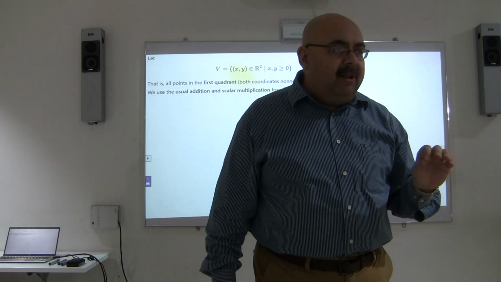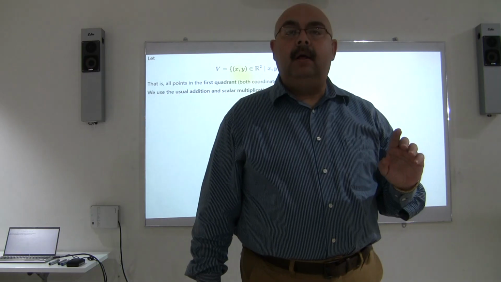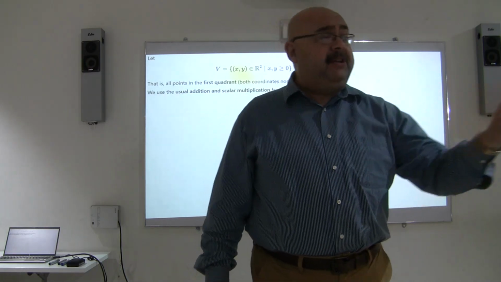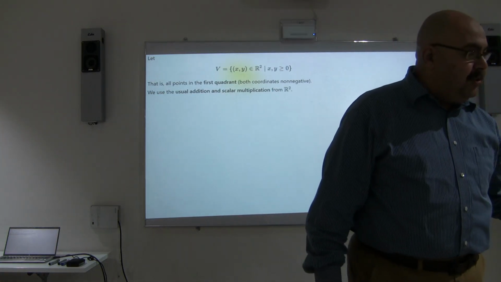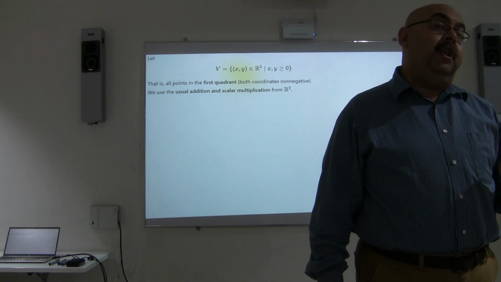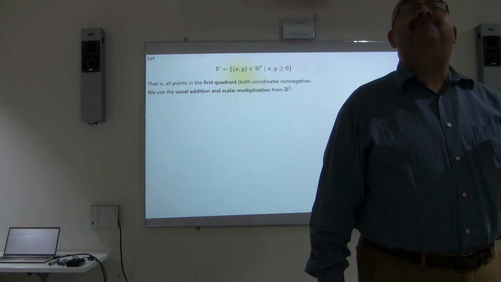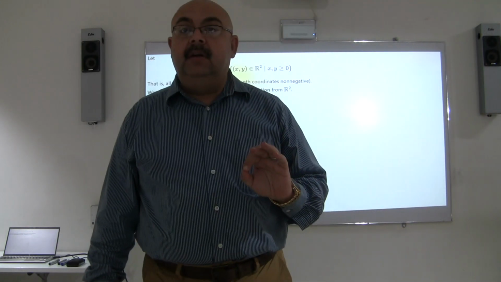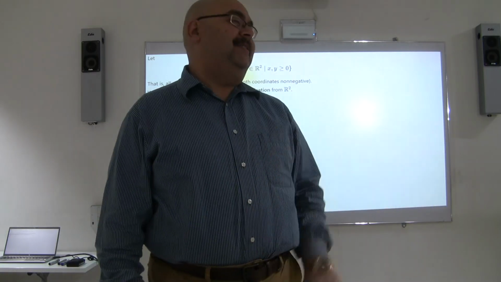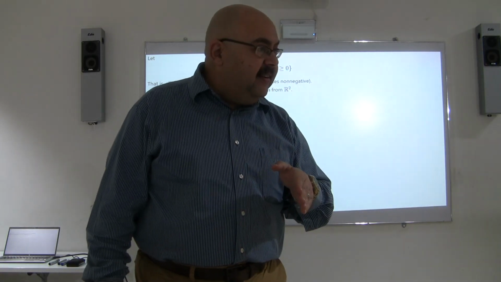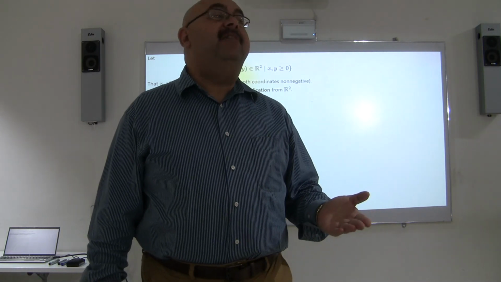Let's check the multiplication by scalar. If I have the vector (1, 1) and I multiply it by 2, the result will be (2, 2), which still belongs to the first quadrant. But if I have (1, 1) and I multiply it by -1, the result will be (-1, -1), which doesn't belong to the first quadrant, which means a failure in the multiplication by scalar. So it's not going to be a vector space.